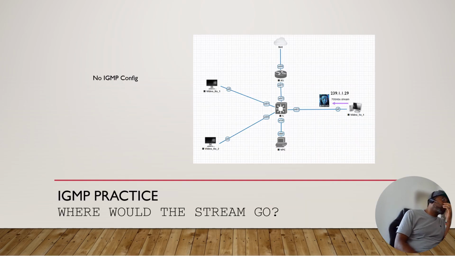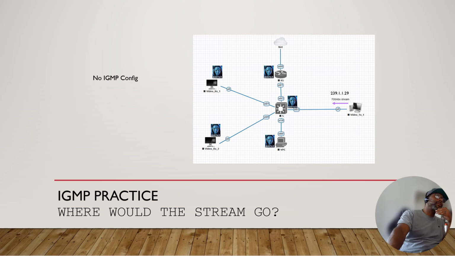Now, when we look at a few practice scenarios, if no IGMP is configured, where would the stream go, leaving from video transmitter 1 on the far right using multicast IP group 239.1.1.29? If IGMP is not configured and this traffic hits this switch in the middle, what happens? Well, we went over it already. It's going to flood out of every port on the switch. Just like that. Goes everywhere. Broadcast out all ports on the switch.